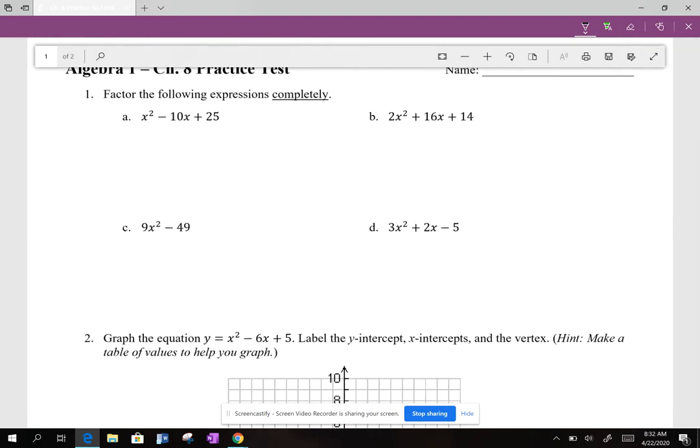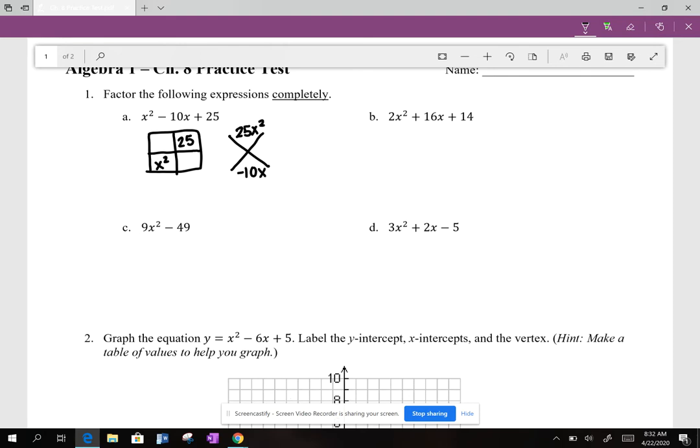Factor the following expressions completely. Factoring is going to require us to use a generic rectangle and a diamond problem for most of these. So draw your generic rectangle, diamond, x squared goes down here, 25 up here. 25 times x squared is 25x squared. Negative 10x is what goes down here.